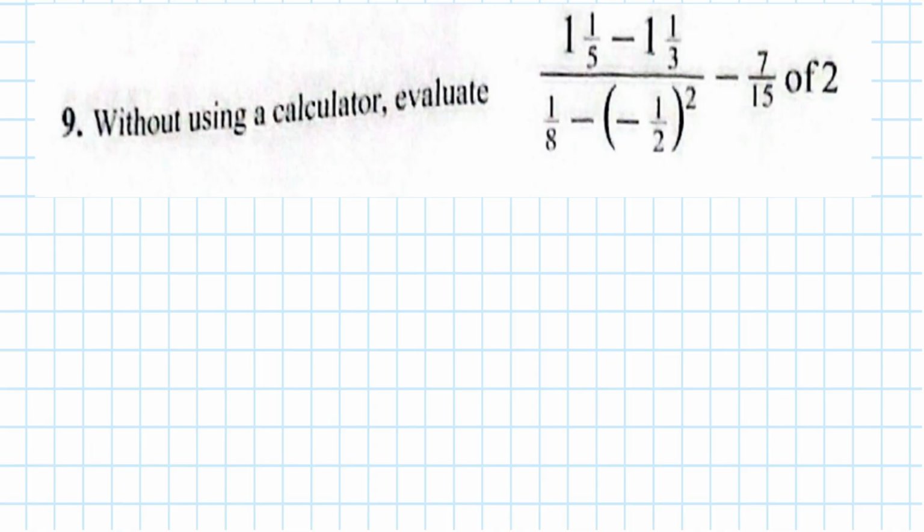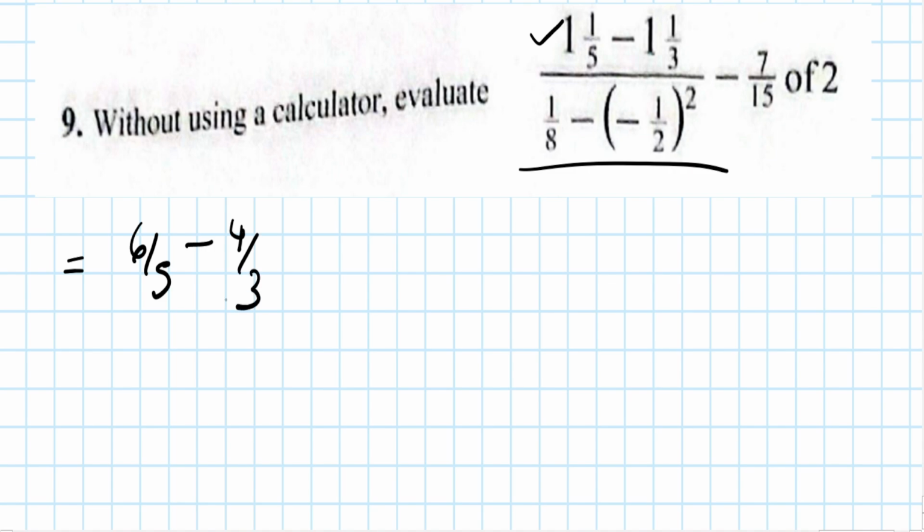Question 9. Without using a calculator, evaluate 1 over 5 minus 1 over 3, over 1 over 8 minus into bracket minus half squared, minus 7 over 15 of 2. Now let's start with this one. This is very important. 1 over 5 is written as 6 over 5, 1 over 3 is written as 4 over 3, all over 1 over 8 minus into bracket minus a half squared.